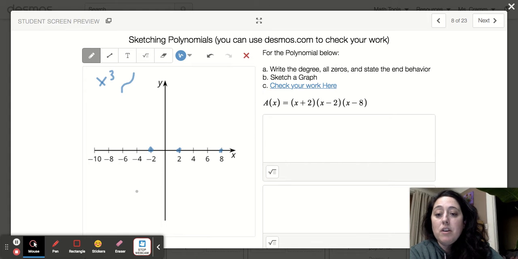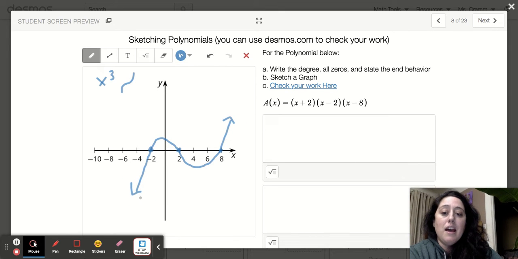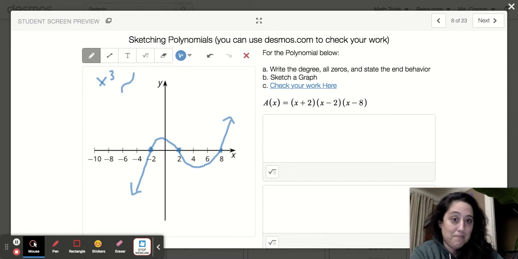So I'm going to start here. I'm going to go through. I'm not quite sure where the y-intercept is here. Gotta love standard form. I'm going to go back down. And again, this is just repeated once or not repeated at all. Then I'm going to go back up, hit this one. And that is my sketch. The end functions match. I went through the correct zeros and I'm good.